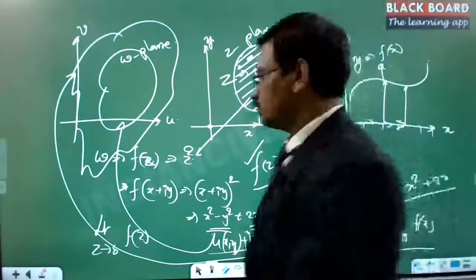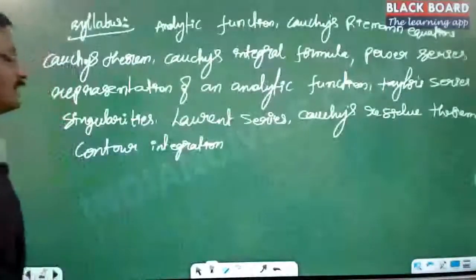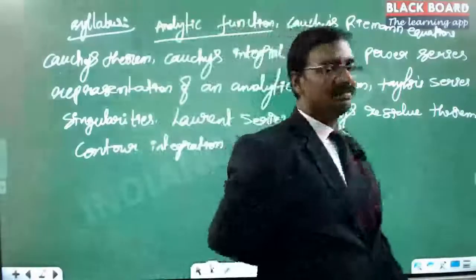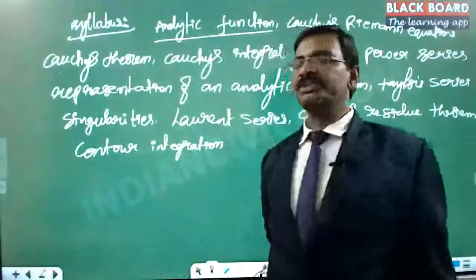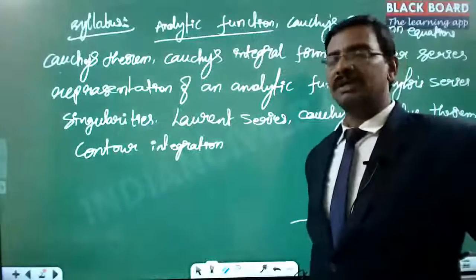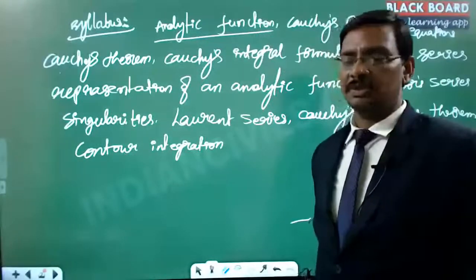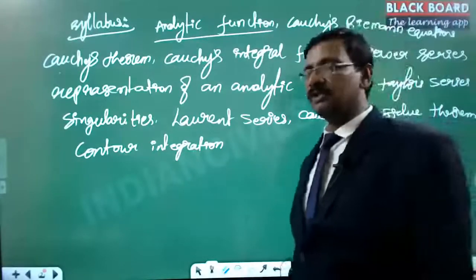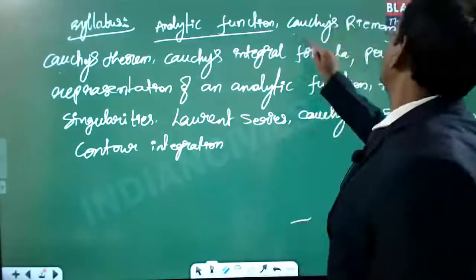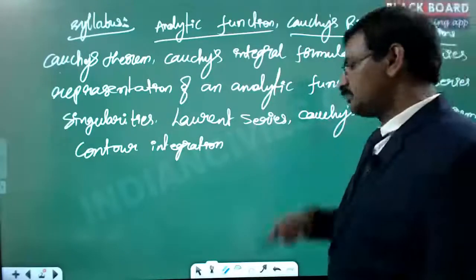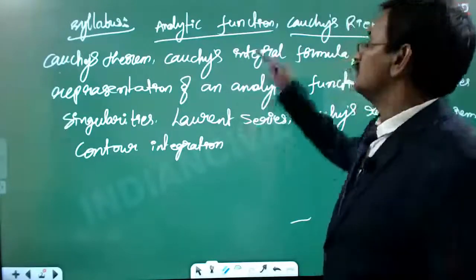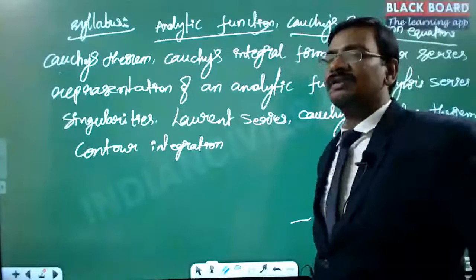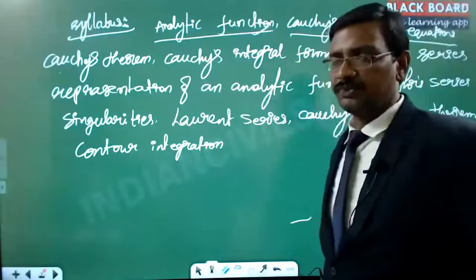Now with this basic understanding, if we analyze the syllabus, analytic function means that if a complex function is differentiable within a particular region, then we call that function analytic within that region. So analytic is a synonym for the existence of the derivative for the complex variables. Got it? And then the Cauchy-Riemann equation. To check whether the function is analytic or not, we have to check the existence of the derivative, right?